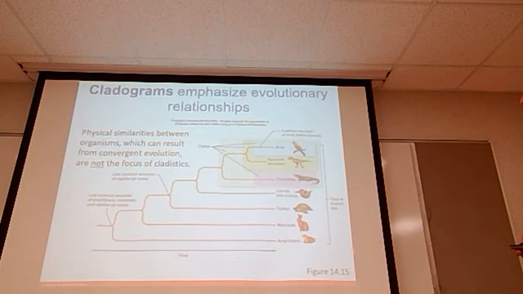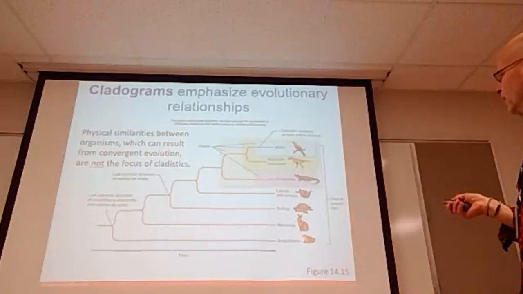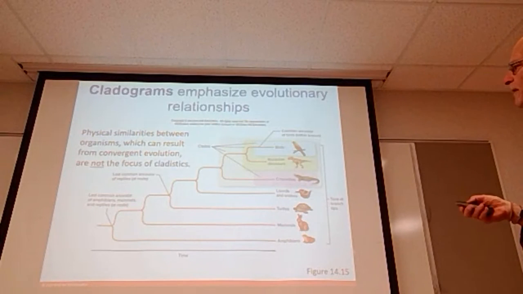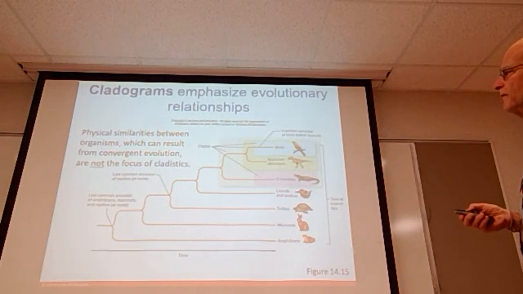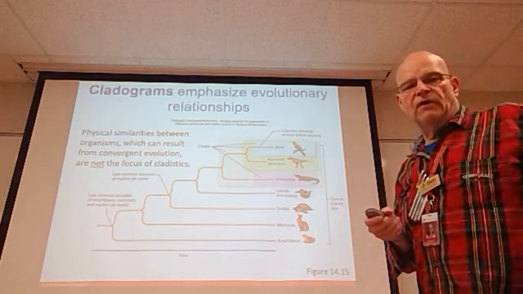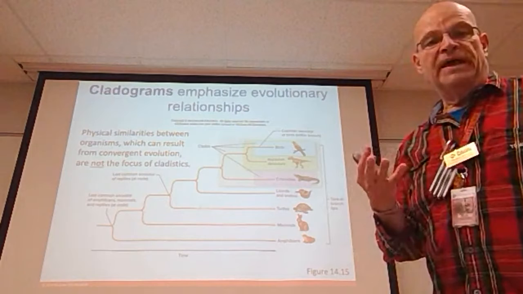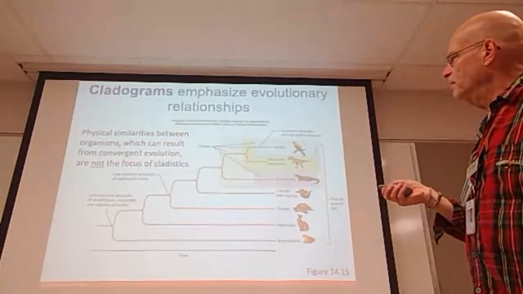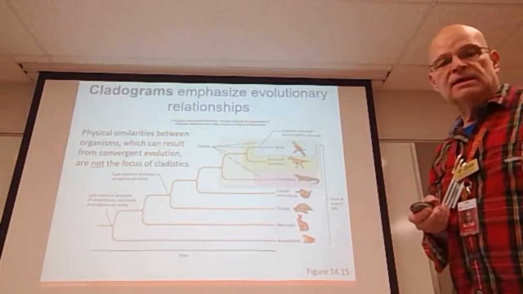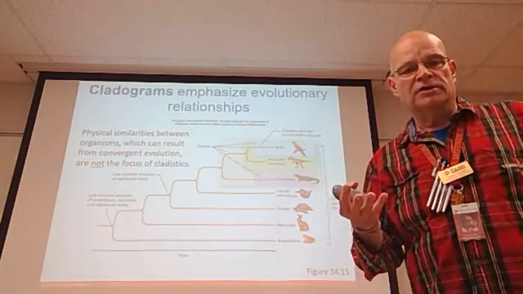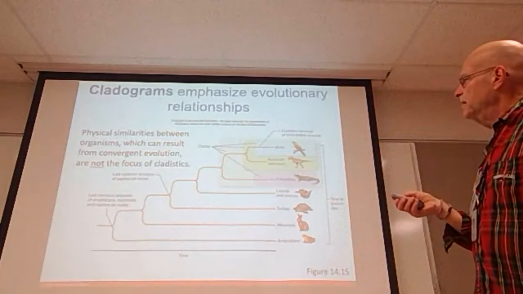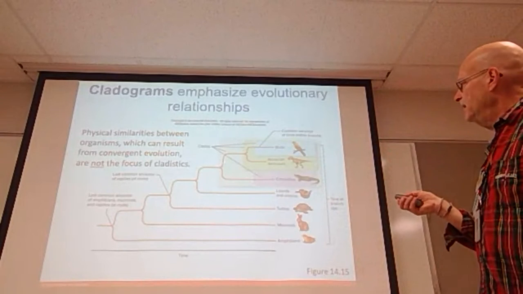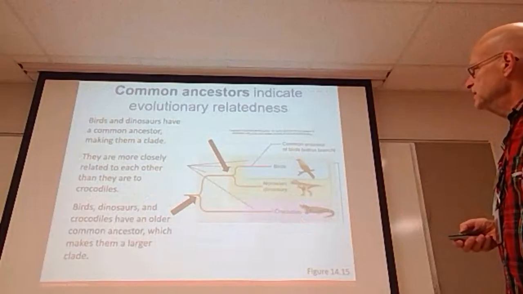Physical similarities, which can result from convergent evolution, are not the focus of cladistics. We don't worry whether they have scales, whether they have hair. That is not the focus of cladistics, because remember, physical similarities can result simply from evolution happening in the same way. Wings, for instance, would not be a part of a cladogram, because wings have not only been developed by birds, but they've also been developed by mammals, bats, and insects. So only those physical similarities, only those things that can be the result of a common ancestor, are the focus of cladistics.